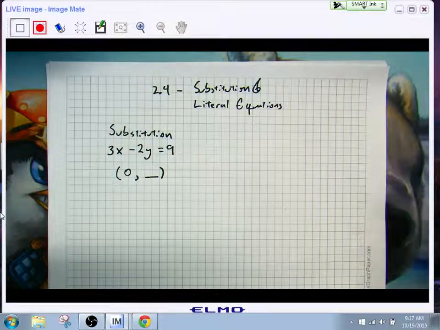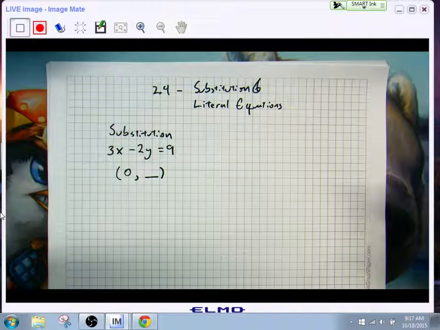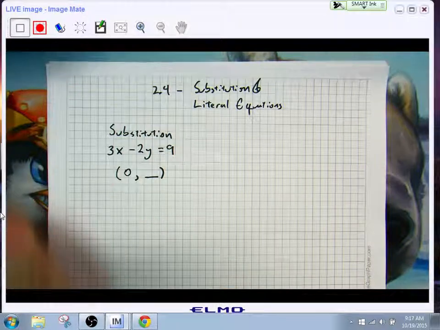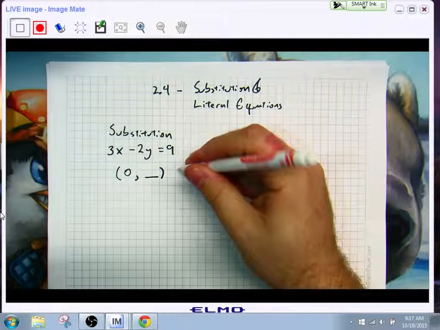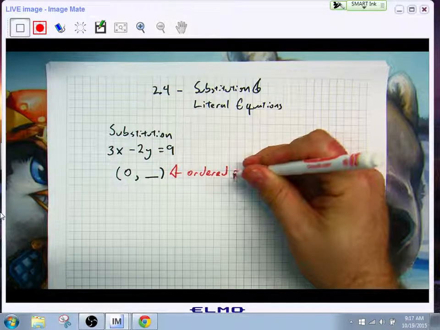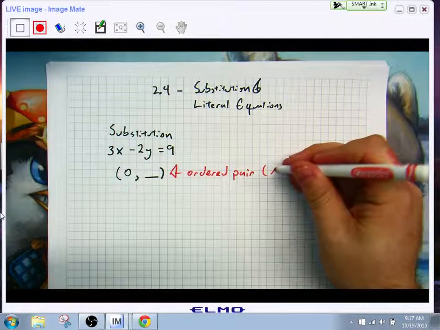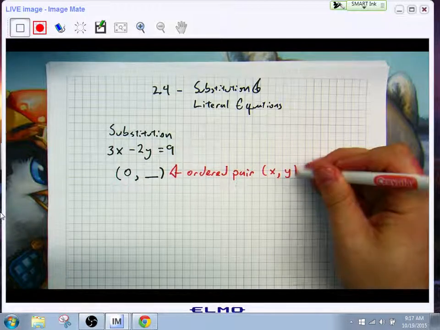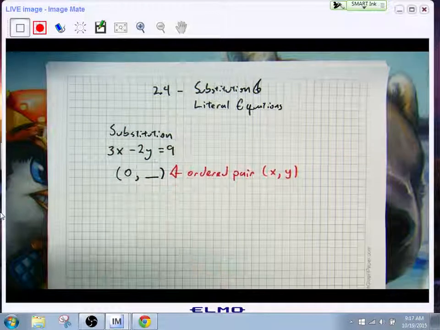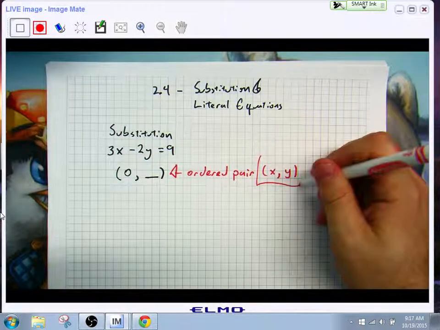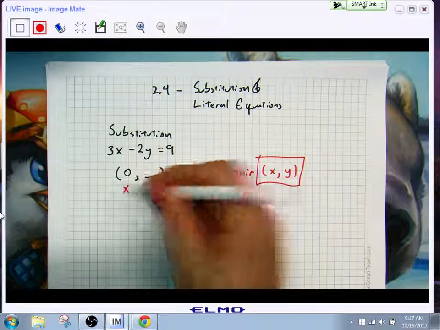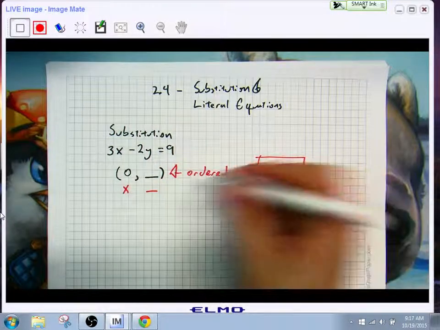This is very similar to a problem that was on the quiz. And I just want to do it in front of you guys one more time to make sure that we understand what we're doing. So when I see this, I have to remember that this right here is an ordered pair. And since it's an ordered pair, it's going to be x comma y. So when I see something like this where it's 0 comma blank, I have to mentally think about what's going on with an ordered pair, x comma y. And I realize that this 0 represents my x and this blank represents my y.